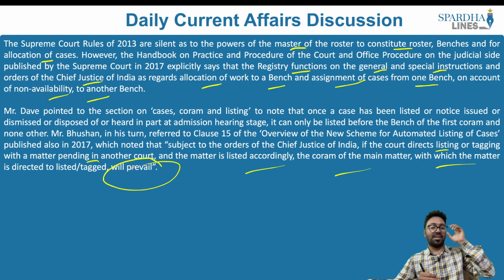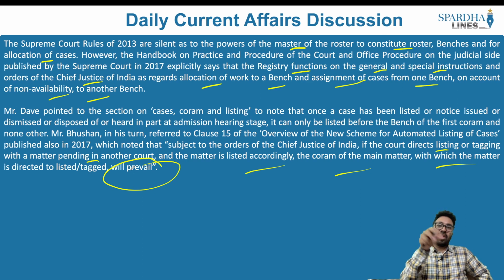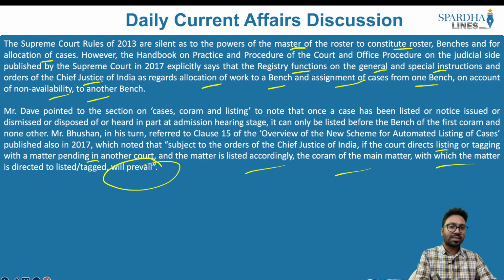So basically, the article goes on to say that this entire matter of the roster and allocation of the cases should be done in a very transparent manner. Reallocating cases without considering judicial propriety is not right, says this article. It is this that we have to understand with respect to this article. Now let's look into the next article.